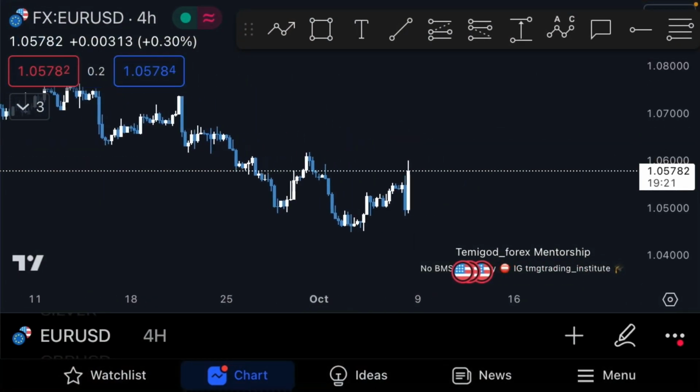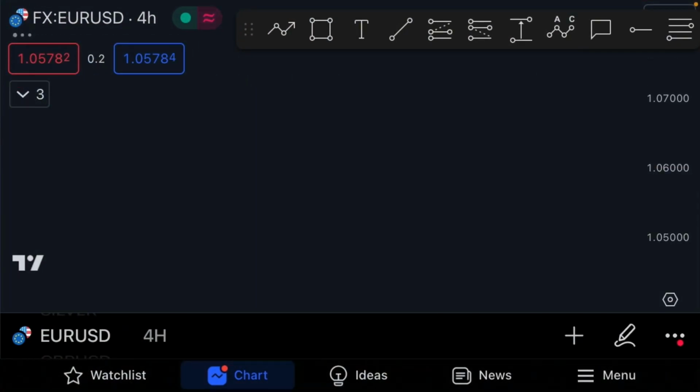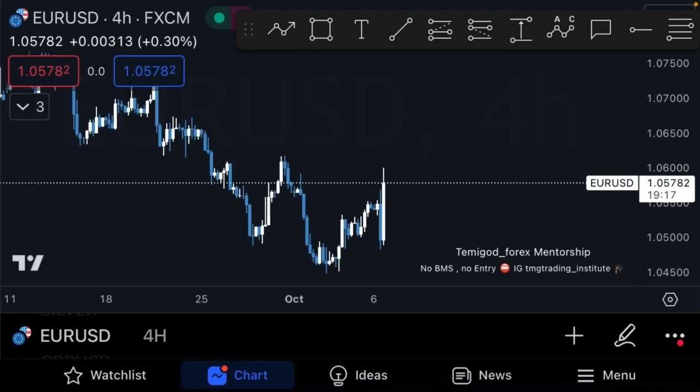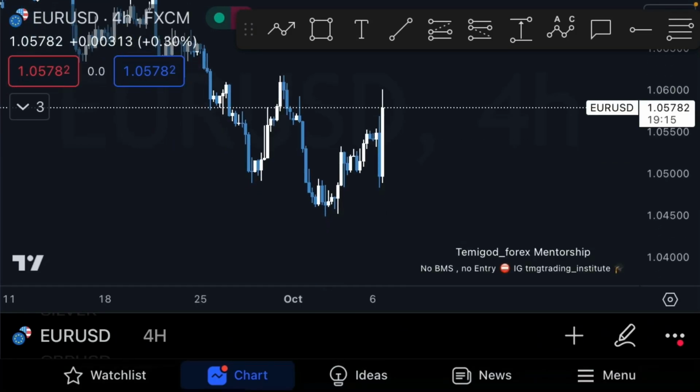Now on this chart right now, we are on the EURUSD, so we're trying to look for the support and resistance zone, and we're on the 4 hour time frame. We're going to be looking at the support and resistance zone for the 4 hour time frame, and also for the 1 hour time frame, and probably we'll look at the 15 minute time frame and all. So let's start with the 4 hour time frame.